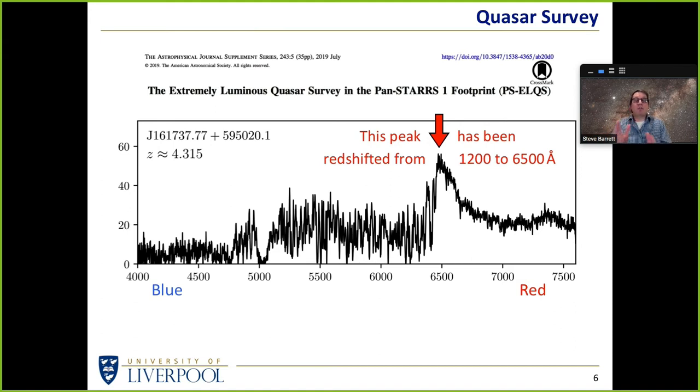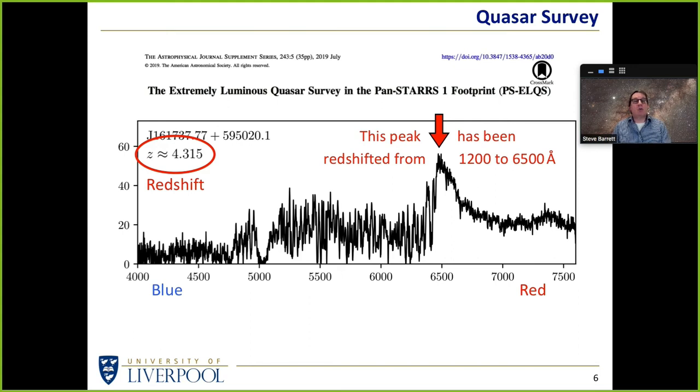And the amount of the shift, the redshift, is quantified by looking at how much it shifted compared to where it originally was. So if it was originally at 1200 and it shifted to 6500, that means it's shifted by, what's that? The difference is 5300 angstroms. And so the redshift is the amount it's shifted, 5300, divided by the original number. So what's 5300 divided by 1200? Well, they did the maths and they figured that it came out with a redshift of 4.3 and change.